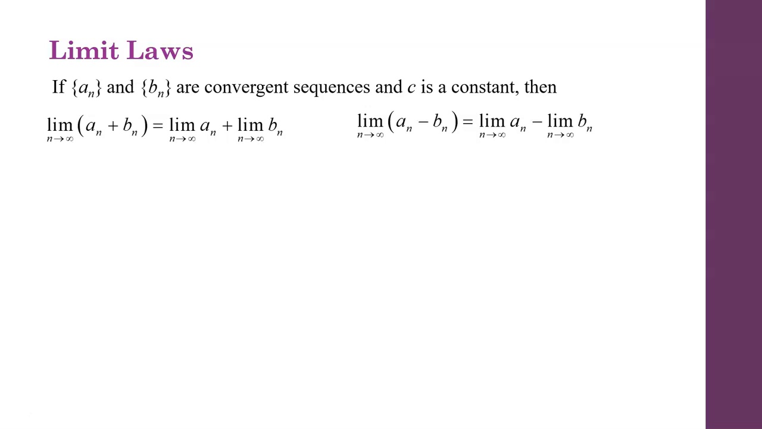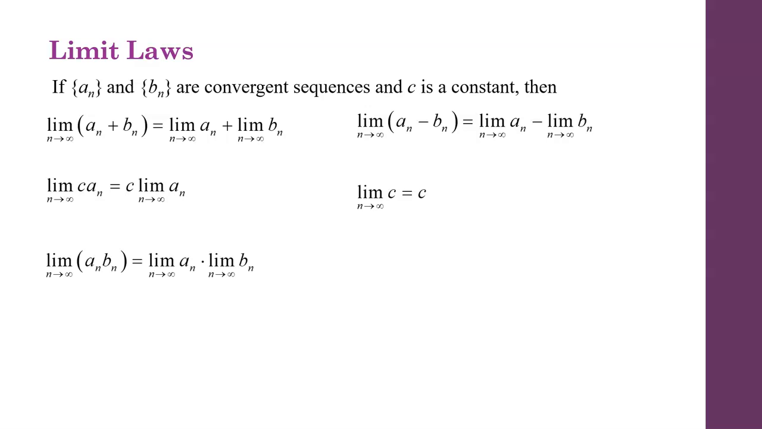Next rule says if I have a limit of a constant multiplied by the terms of a sequence, that is equal to the constant multiplied by the limit of the sequence. The limit of a constant is a constant. So if I have a sequence that's made up of a constant term, for example 5, 5, 5, 5, 5, 5, 5, the limit of that sequence would be 5.